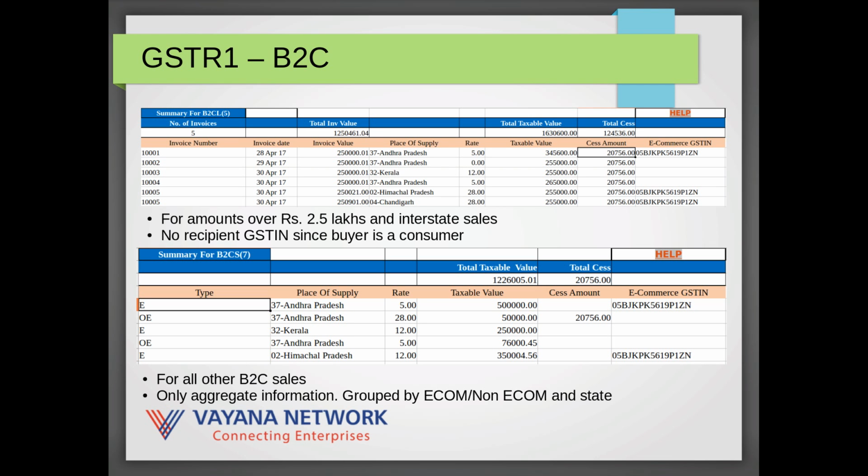In this particular case, you need to capture each individual invoice. And there is B2CS, or B2C small. In this particular case, you don't need to capture or upload every individual invoice. You need aggregate information grouped by the state or the place of supply and whether it's an e-commerce or non-e-commerce transaction. And you just need to report the aggregate numbers for B2C small sales.